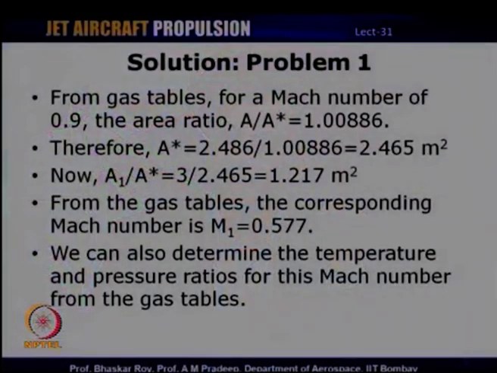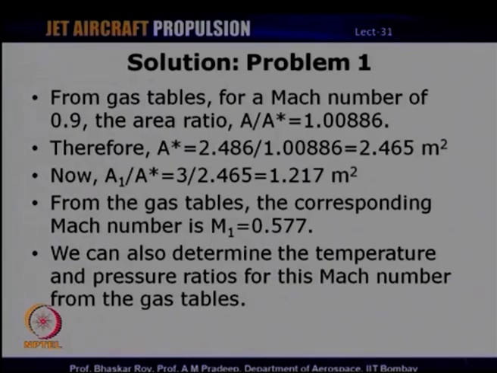So, let us proceed further and calculate the other parameters. There is one thing that I need to mention here. In today's tutorial, you would be requiring the gas tables and the shock tables. So, I would suggest that you have the gas tables and the shock tables handy, because our problem solving in today's tutorial will involve extensive use of gas tables and shock tables.